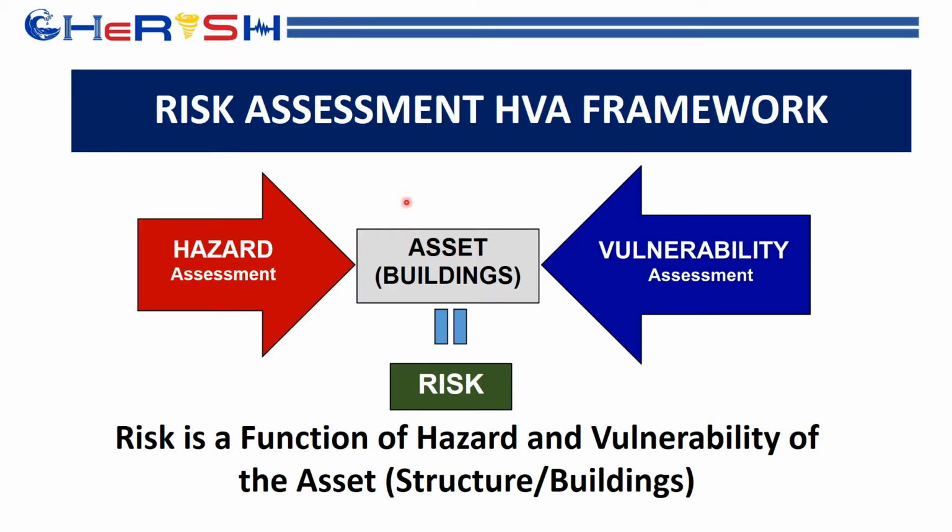The framework for risk assessment follows the hazard-vulnerability-asset framework, wherein the hazard is assessed, and the vulnerability of the building is also assessed based on its impact on the asset, in this case, the heritage buildings. Risk is then evaluated. It is a function of the hazard and vulnerability of the asset, or the heritage structures.